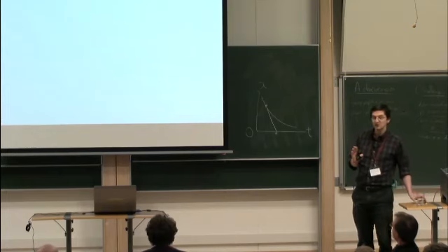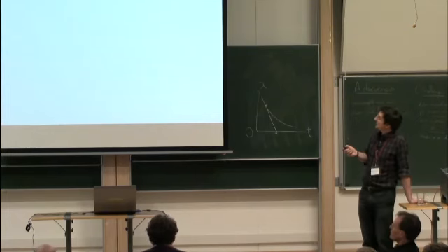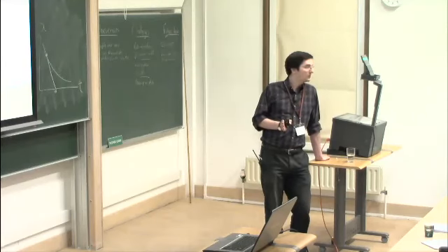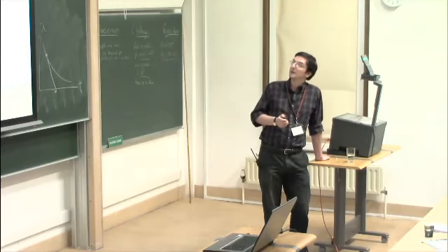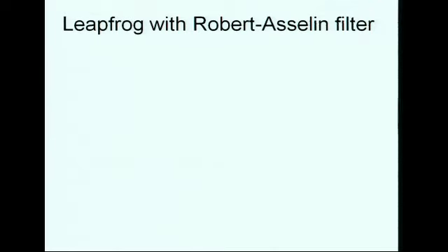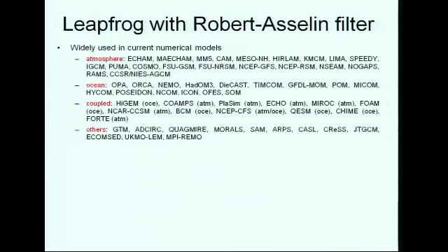This is part 2 of my talk. This is the scheme that is used in most weather and climate prediction models, with few exceptions. It's the leapfrog scheme with a time filter applied to stabilize it. It's very widely used in atmosphere, ocean models, coupled climate models. You can spot your favorite model from this list.